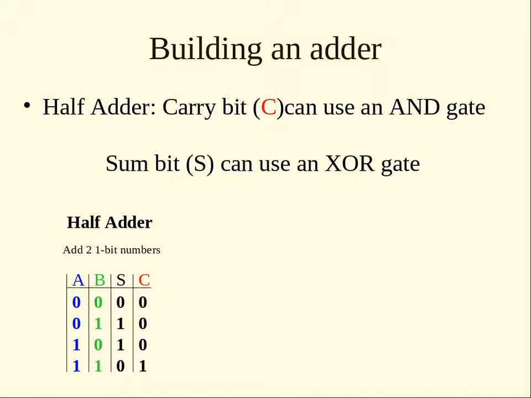Let me make this a little clearer. All right, trying to figure out a circuit for this. Might help if you just look at one output at a time. So the carry, what's the carry? That one's going to be easier. It's only on when both A and B are on. That makes it an AND. All right, well that was easy.